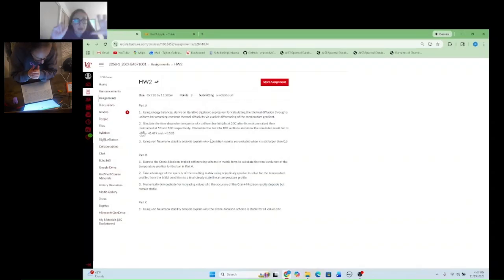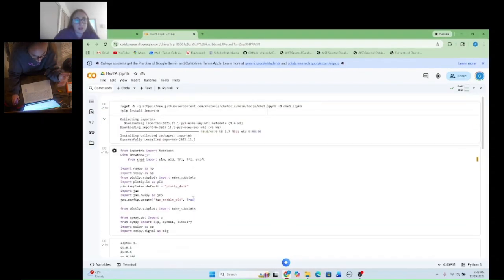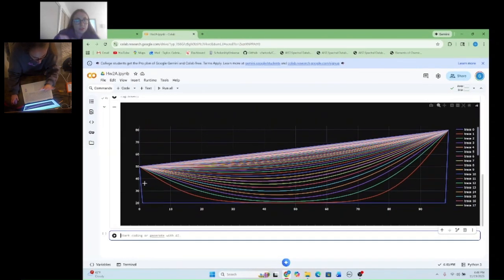So part B, part B2. We're going to take advantage of the sparsity resulting in the matrix. We're going to be using SciPy linear algebra spsolve to solve for the temperature profiles of the initial conditions to find a steady state of that linear profile. And then we're going to numerically demonstrate that with increasing values of R, the accuracy of the Crank-Nicolson results degrade but remain stable.